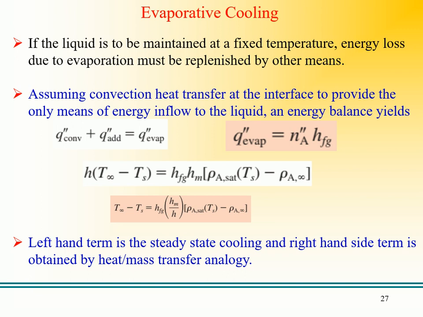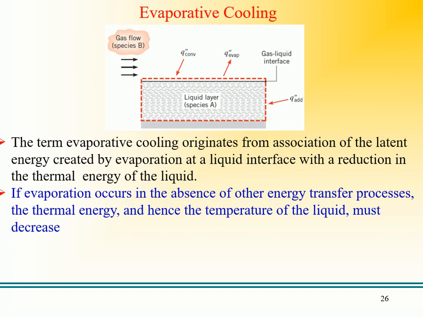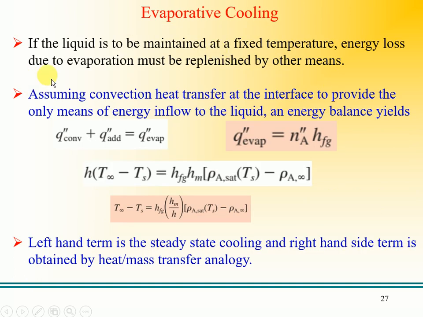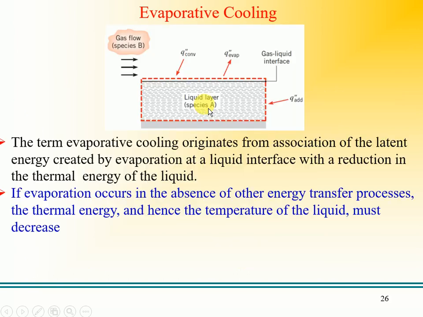Evaporative cooling. In this case, in the energy balance, Q convected is coming in, and Q evaporated is going out, and that is the Q added. So Q added is equal to Q convected plus Q evaporated. In this case we are adding some heat, there is some heat from convection from the outside, and some heat is evaporated. So Q added plus Q convected is equal to Q evaporated.